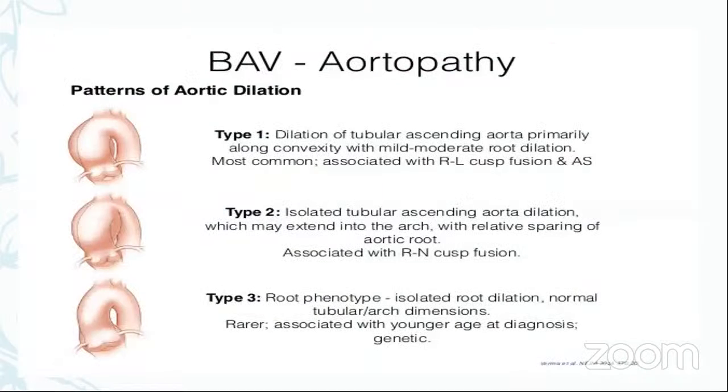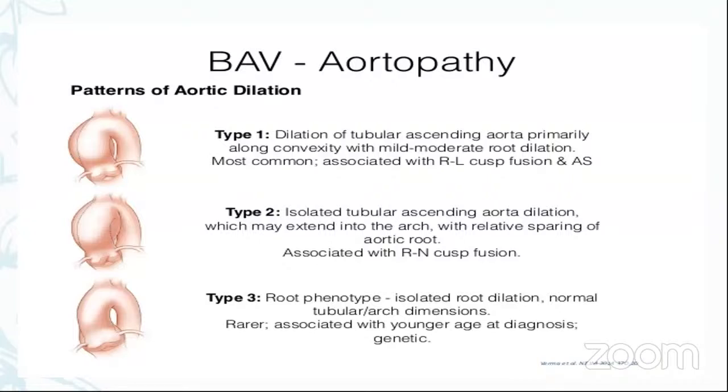There are 3 patterns of aortic dilatation in the bicuspid aortic valve. Type 1, in which there is a dilatation of the ascending aorta, and mild to moderate dilatation of the root itself. This is the most common type, and it is usually associated with right and left cusp fusion and aortic stenosis also.